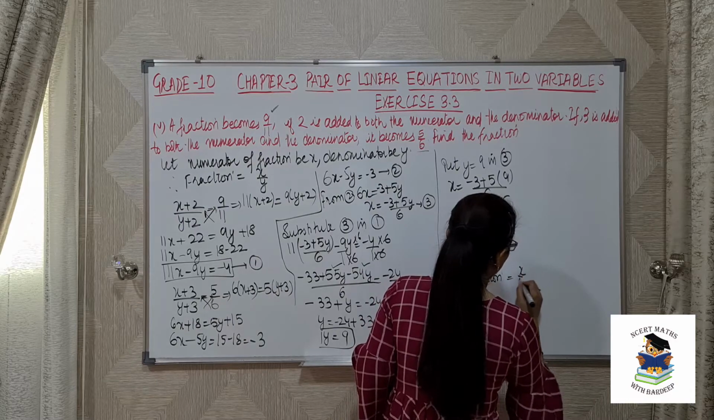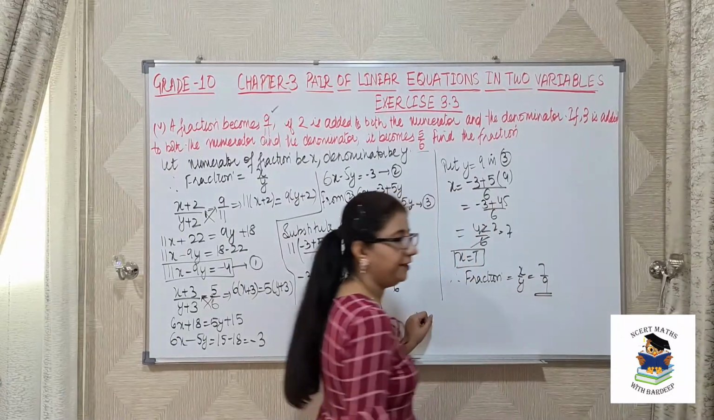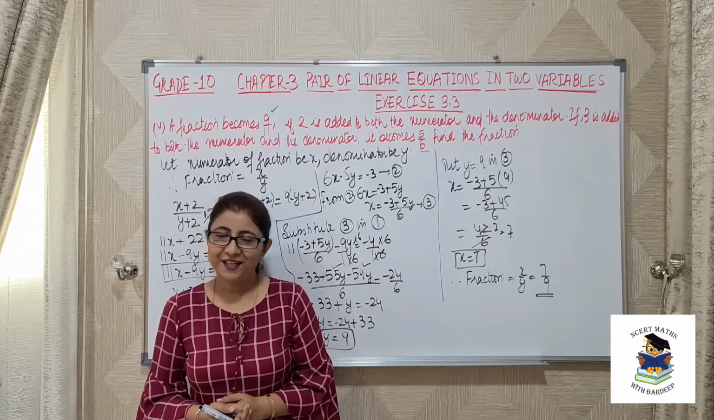Fraction is x by y, and x is 7, y is 9. Okay. So I hope the fifth part is clear. Now let's see the last part.